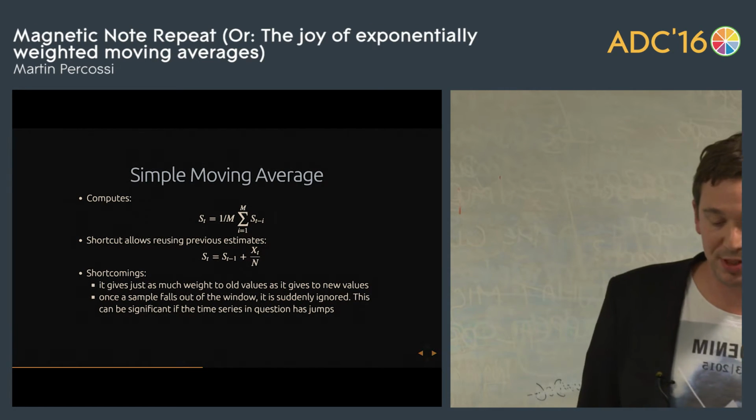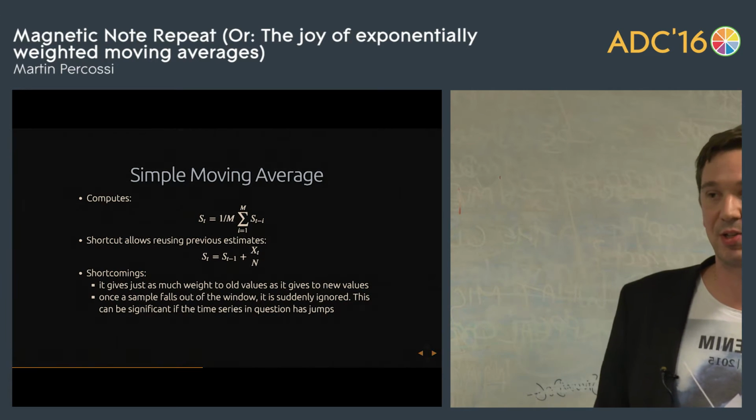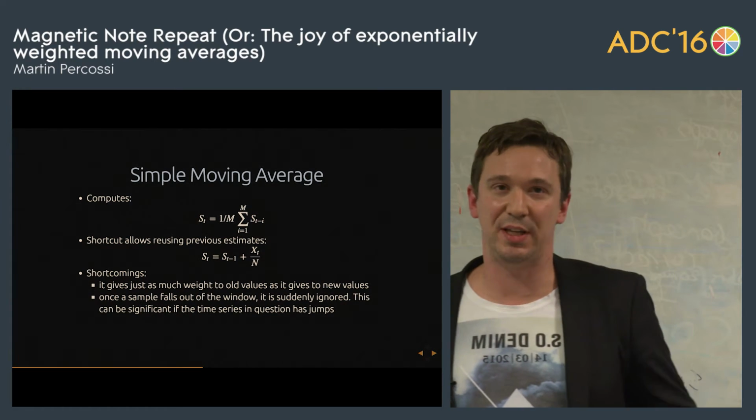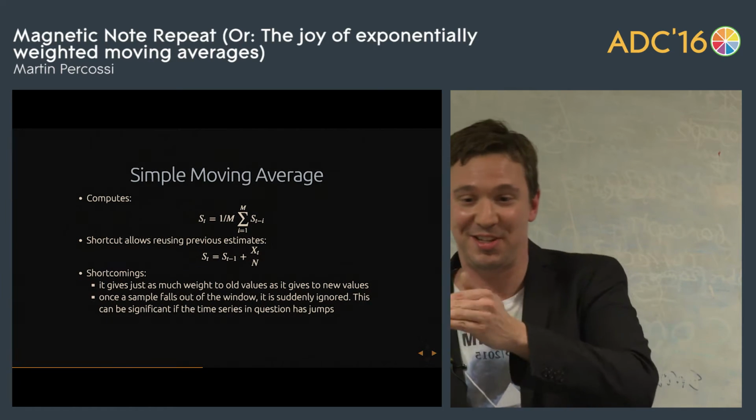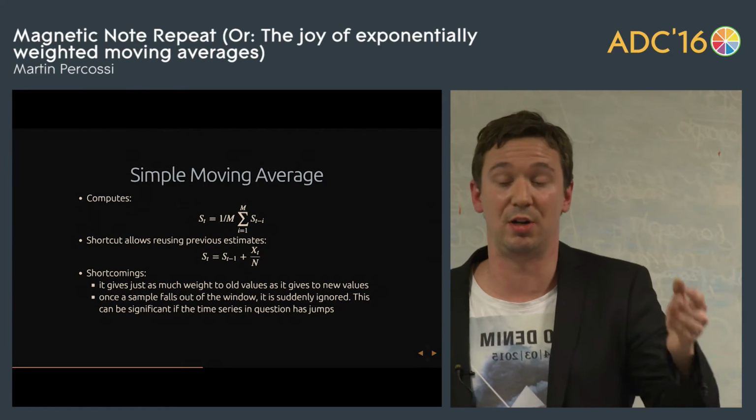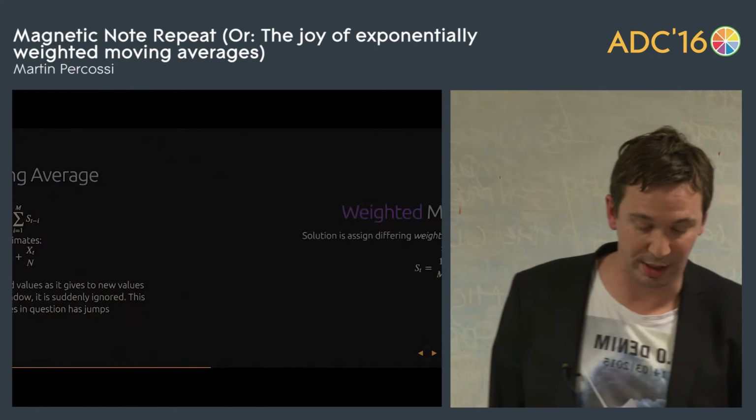Another problem is that once a sample falls out of the window, it is suddenly ignored. This can be significant: if that value was pretty large, then suddenly you can find your SMA, your simple moving average, moving by quite a lot.